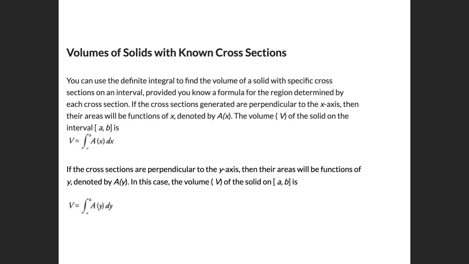Okay, so this week we're going to talk about 2 different things. We're going to talk about the volumes of solids with known cross sections. That's part 1. And then we're going to talk about volumes of rotation. That is going to be part 2. So volumes of solids with known cross sections, what is that?